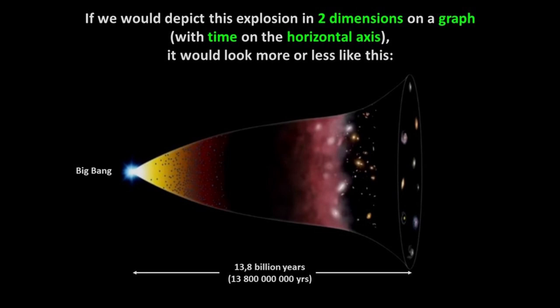You will see that right at the beginning there was just a lot of dust. And by the gravitational pull that the masses of the dust had upon each other, it formed galaxies and stars. And the universe that we have today is at the right-hand side of the graph, of the trumpet.